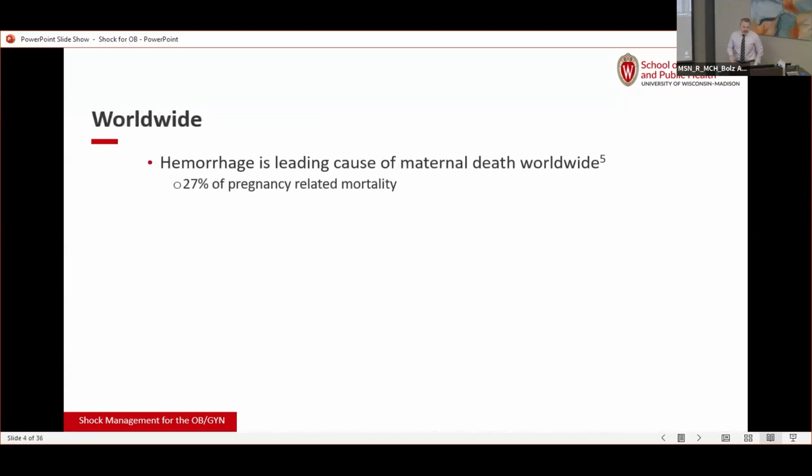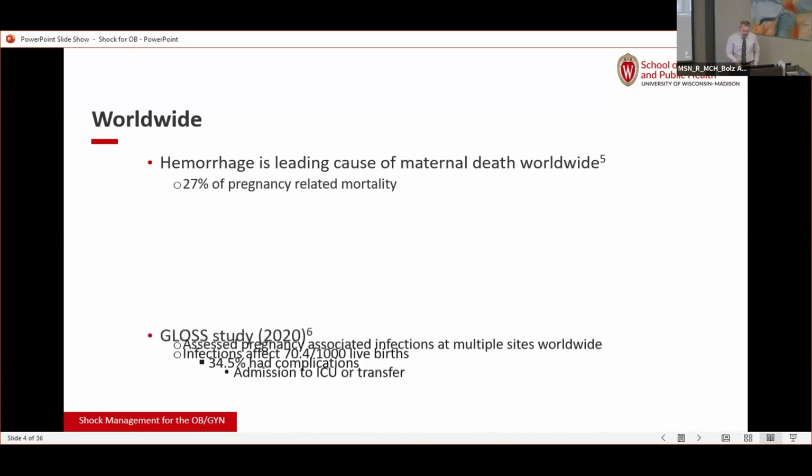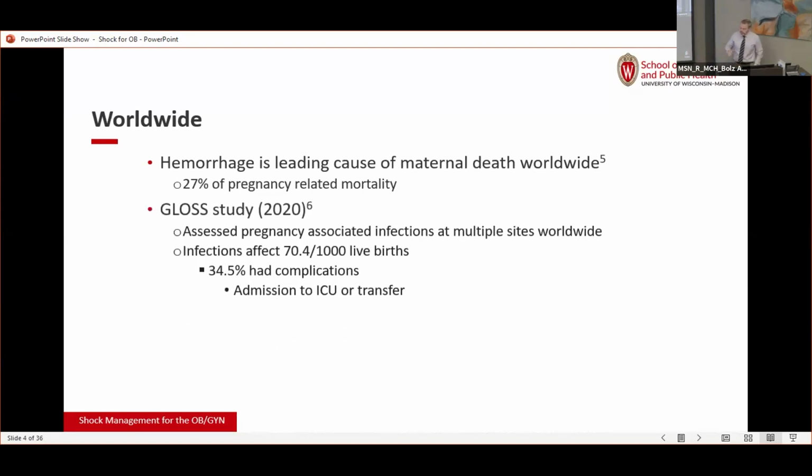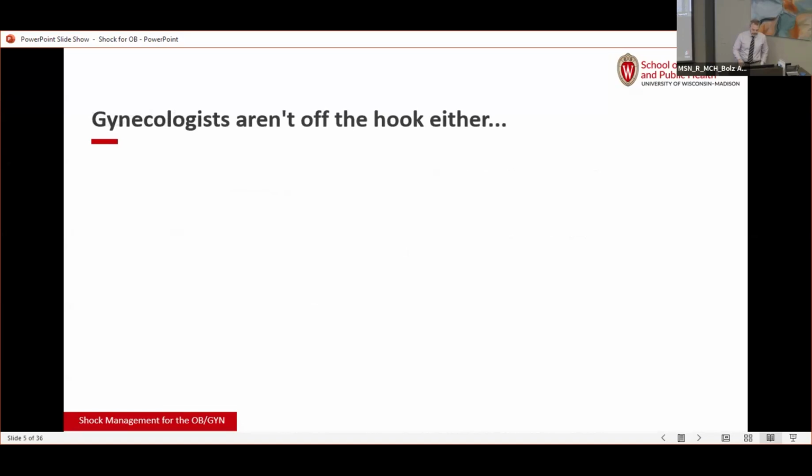Worldwide, this is a problem too. Hemorrhage is the leading cause of maternal mortality worldwide, at 27%. There was a study where they looked at sepsis cases throughout the world, and they showed that infection affected 70 out of 1,000 live births, and 34% of those had to be stepped up to a higher level of care or transferred to an ICU.